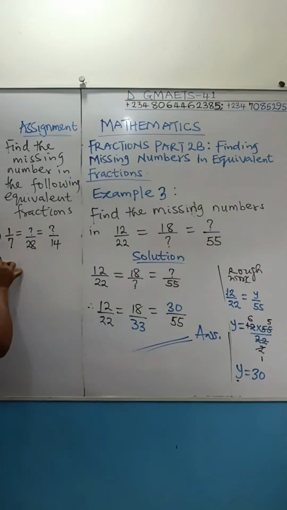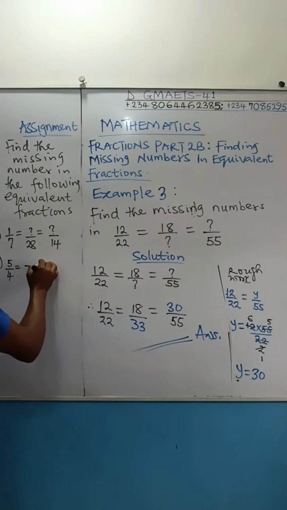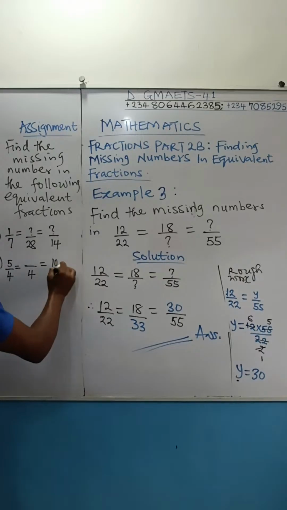Question 2, 5 over 4 equal to blank space over 4 equal to 10 over blank space equal to 15 over blank space.